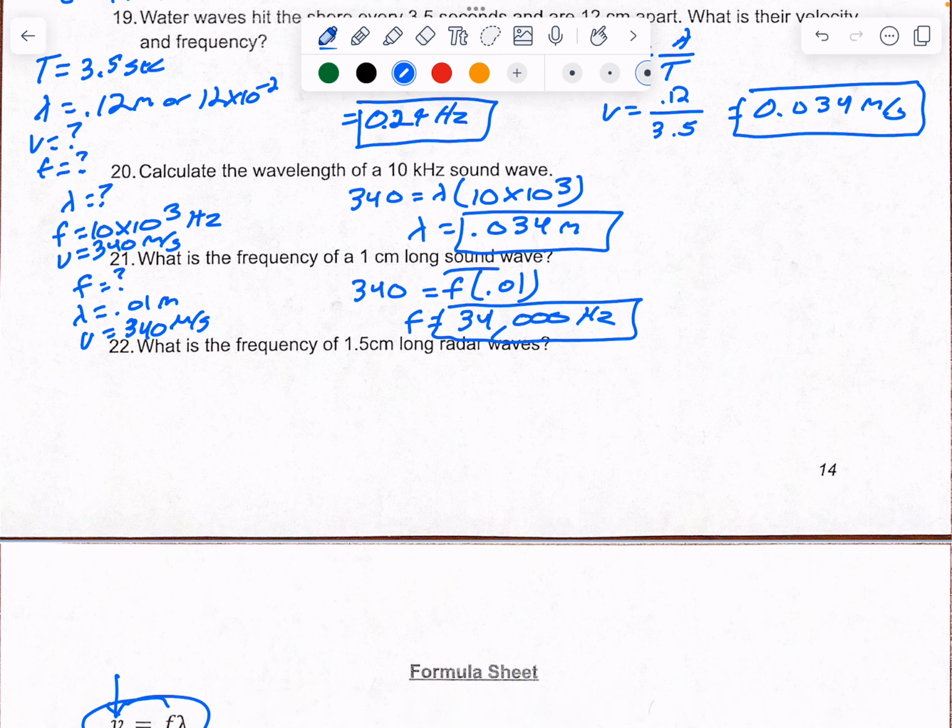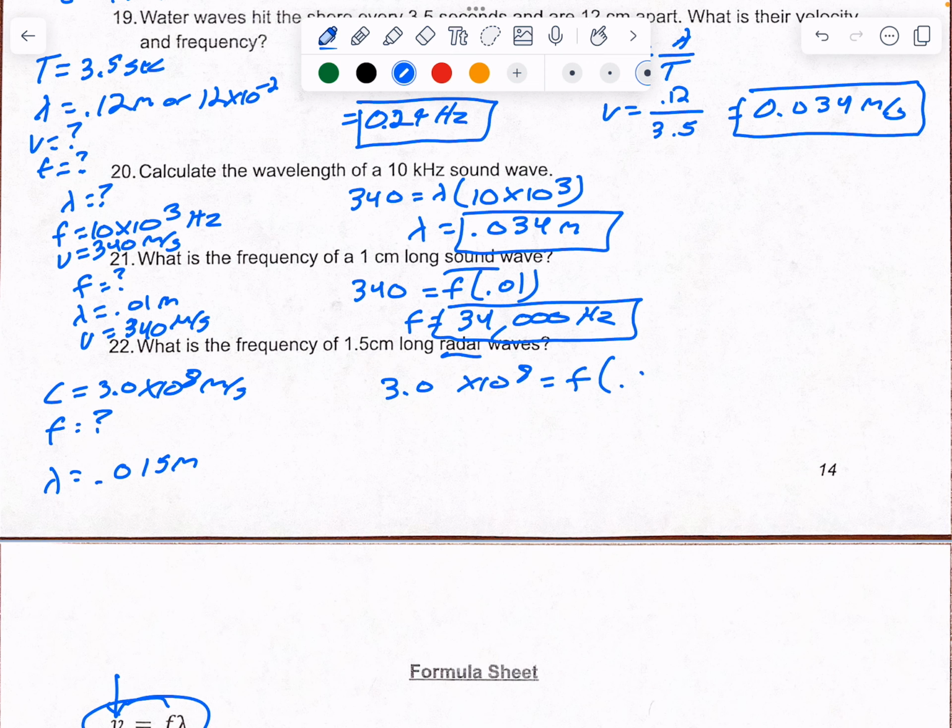22, last one. What is the frequency of a 1.5 centimeter long radar wave? Radar is a type of light wave, so you're using electromagnetics here. C equals 3.0 times 10 to the 8th. You're looking for frequency. That's your question mark. And you have a wavelength of 1.5 centimeters. Divide that by 100, and you get a wavelength of 0.015 meters. So 3.0 times 10 to the 8th equals frequency, I don't know, times wavelength 0.015. Divide both sides by your wavelength, and you get a frequency of 2 times 10 to the 10th hertz. All right, and that will end that one.